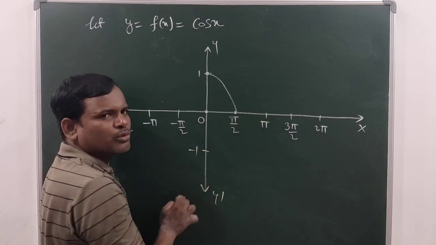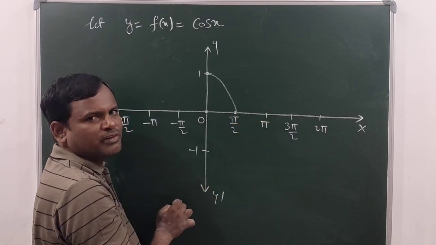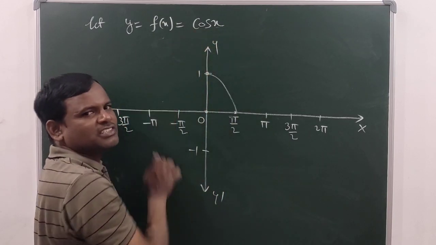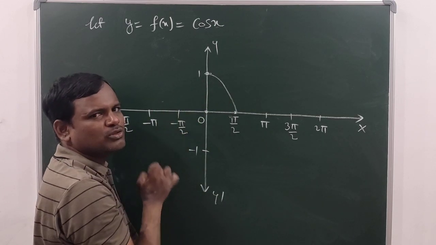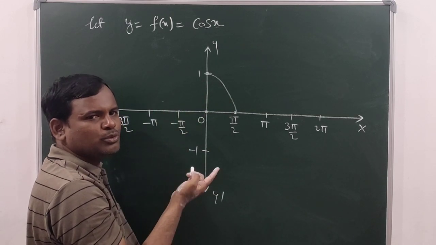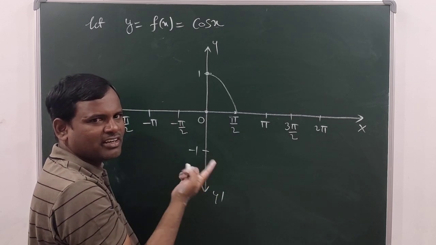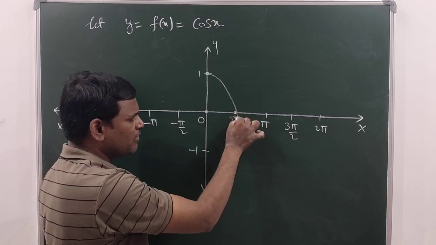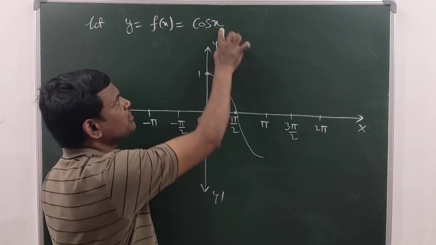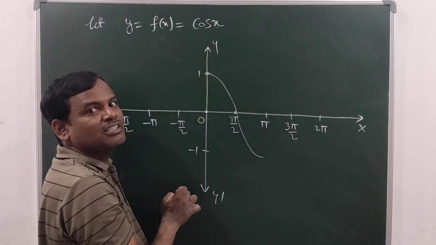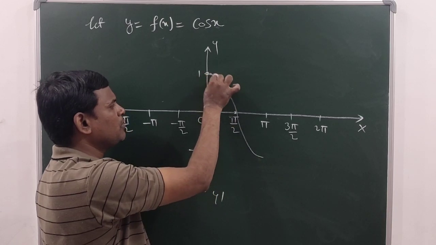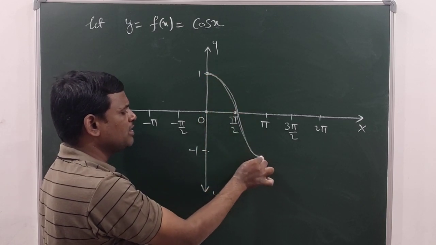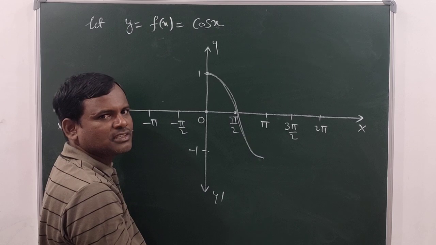From 90 to 270, the range of cos is negative. You know cos x is positive in the first quadrant and fourth quadrant. So 90 to 270 means the second quadrant, where it is negative, so you get the graph like this. When you put x equal to pi, cos pi is minus 1. So from 0 to pi you get the cos function graph like this.